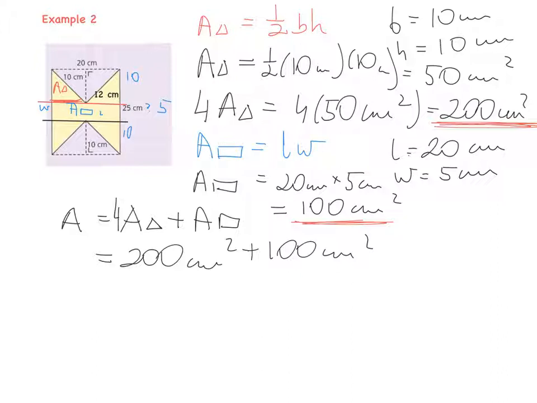Okay, perimeter is really easy. You know you need to just add all of them. Okay, this is 12 plus 12 plus 25 plus 12 plus 12 and plus 25.